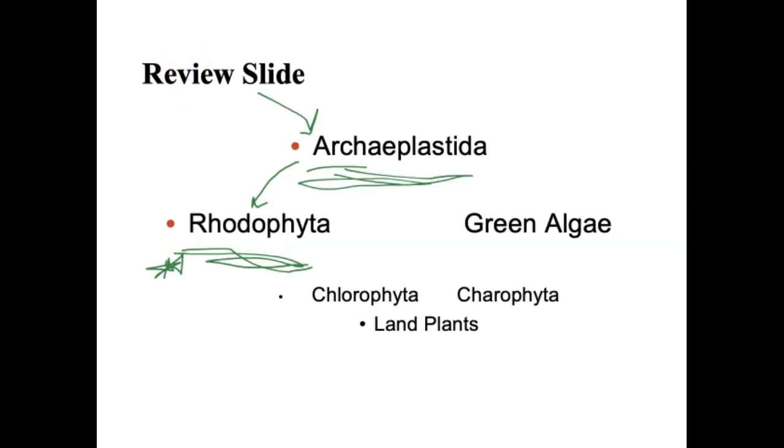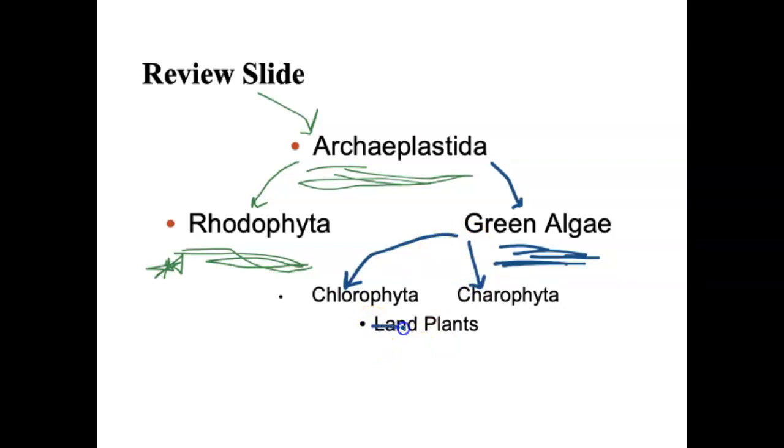All right, then let's go the other direction. Let's go green algae. What do you need to be in the green algae? What's your characteristic? What's your trait? What makes you different than Rotophyta? And once you're in green algae, what puts you in Chlorophyta versus Cherophyta?